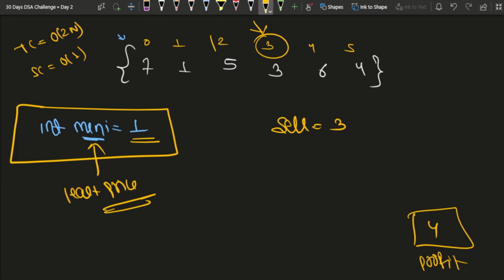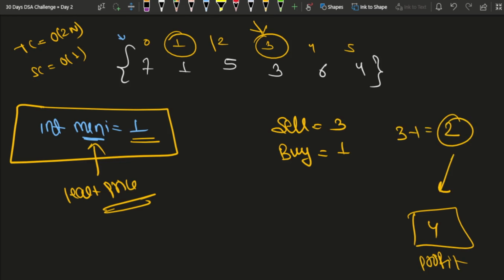I got the selling price 3 rupees, and I had bought that stock on day number 1, which cost me rupee 1. Then the profit will be 3 minus 1, which is 2, which is lesser than my profit. So I will not update it.